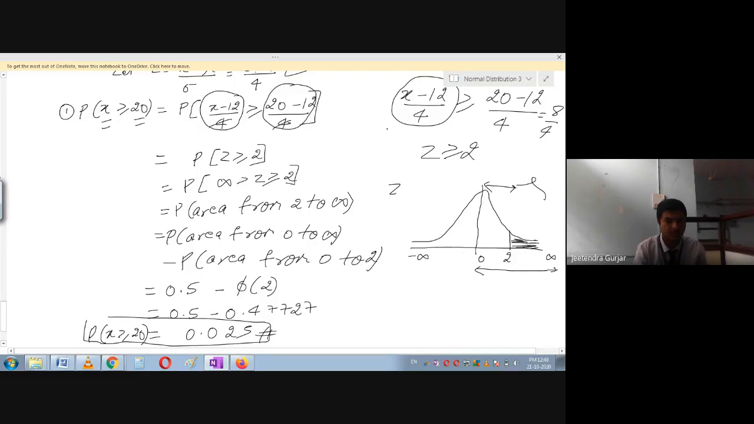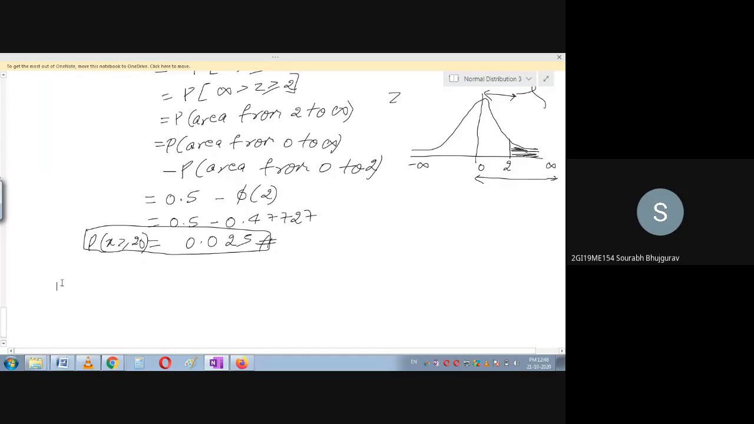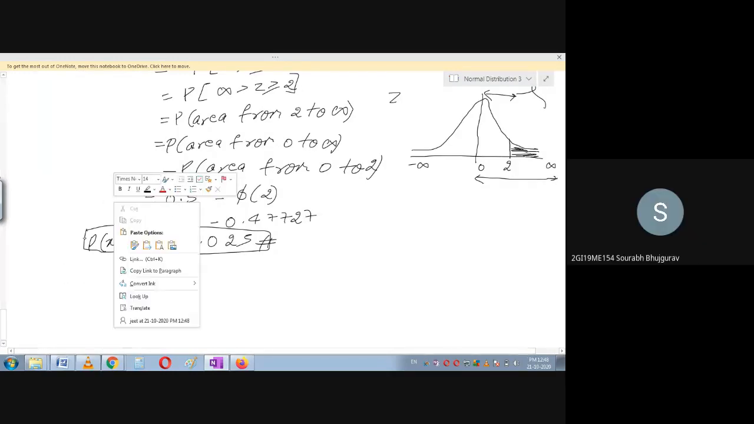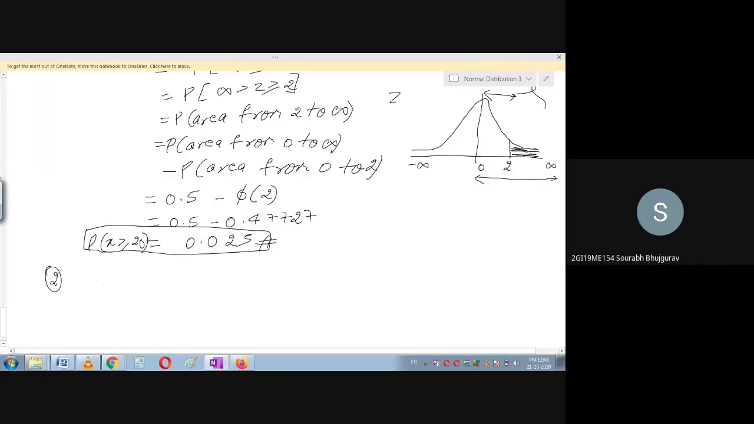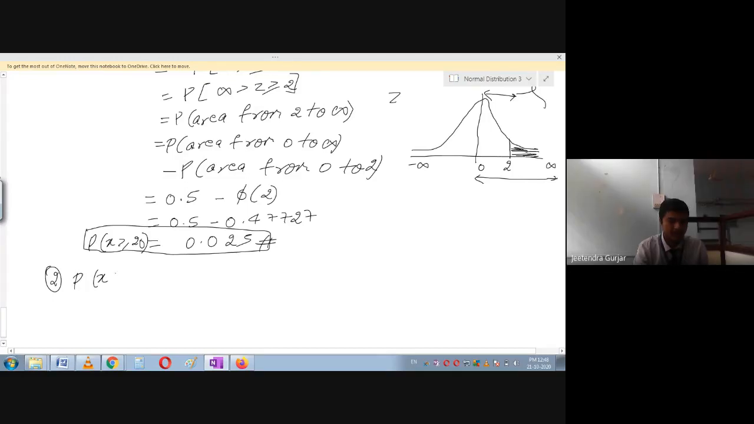Similarly, go for the next one. What they have given here, the second one. It must be fast now. In this second one, you can directly calculate. They have told you to calculate the probability of x less than or equal to 20. Same, you are going to process the calculation. First, convert this into variate, that is x minus 12 divided by 4, less than or equal to 20 minus 12 divided by 4.